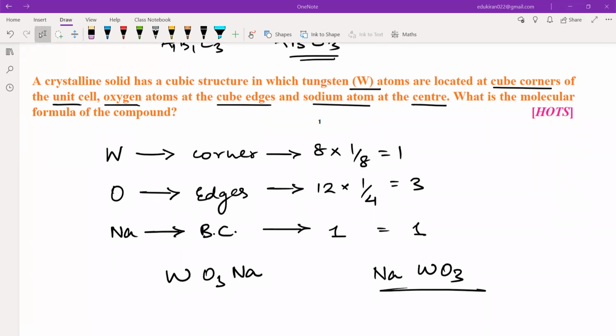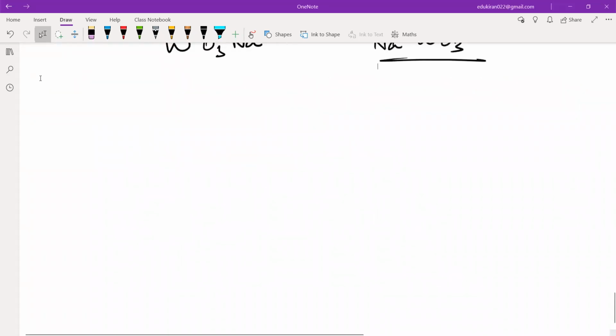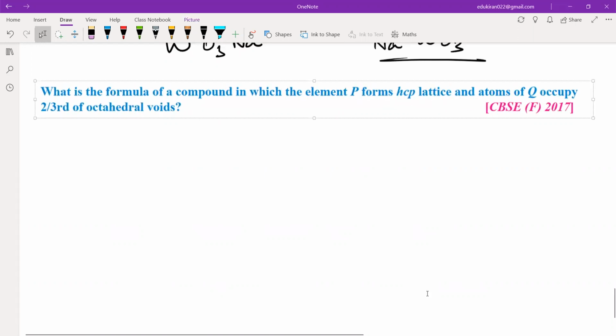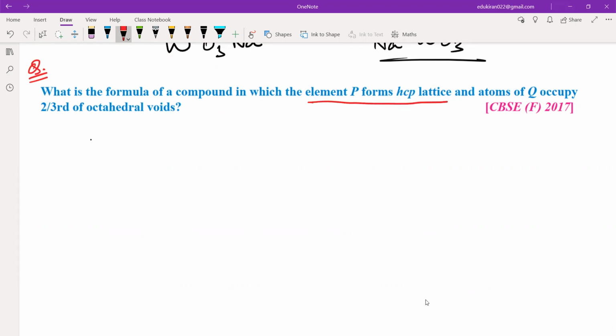This is one of the questions. So in this question, what they are saying is: what is the formula of a compound in which element P forms an HCP lattice? Now you guys tell me, this HCP is what? We have learned two HCPs, 2D and 3D, right? So which HCP is this, 2D or 3D? 3D.